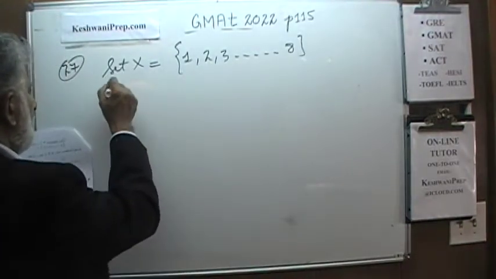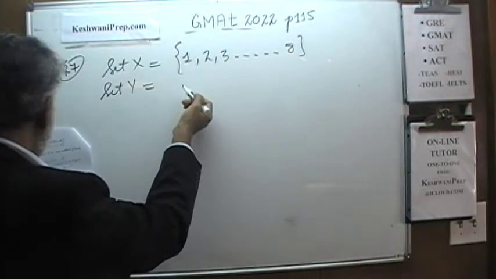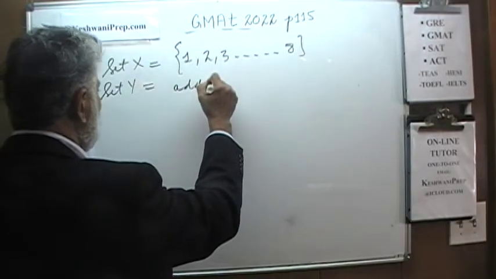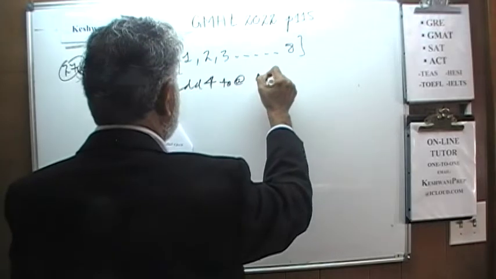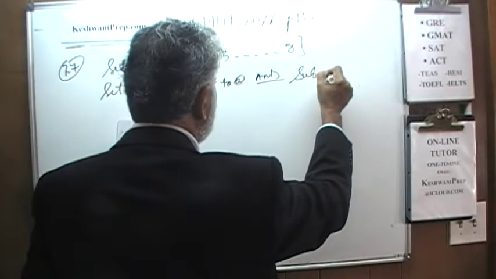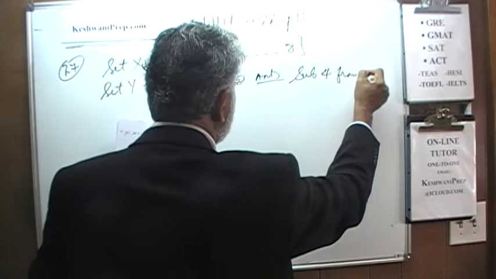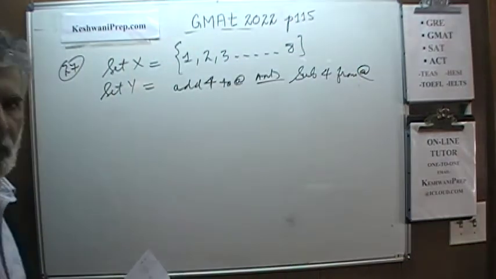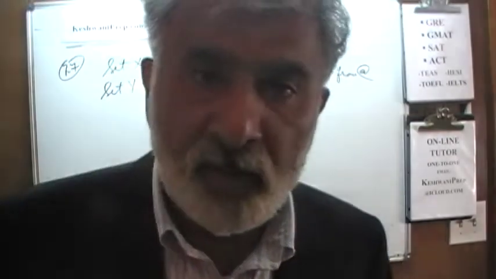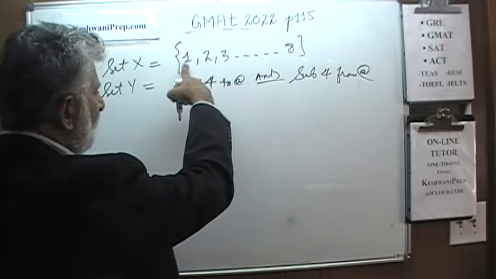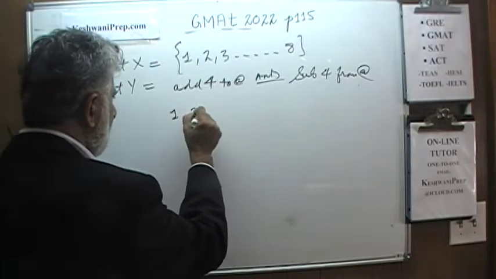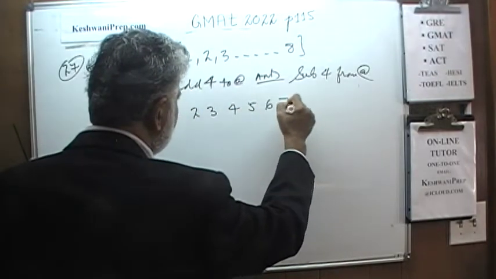Set Y says that we're going to make up a set where we're going to add 4 to each and subtract 4 from each of these numbers. When we have a new set Y, the question simply is how many more members set Y has compared to set X. So let's find out. We're going to add 4 to this thing. If you start from here, 1 plus 4 is 5, so here we have set X: 1, 2, 3, 4, 5, 6, 7, and 8.